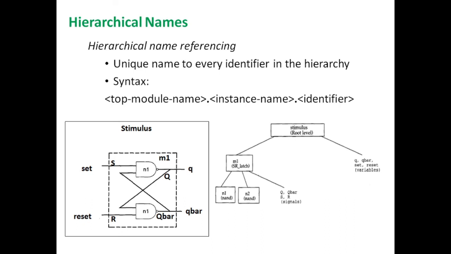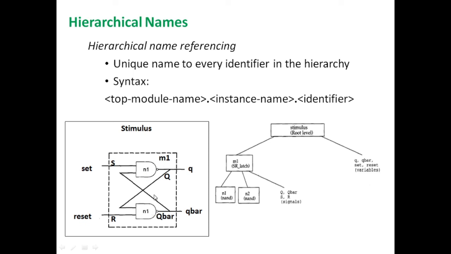Inside my root module, I am instantiating. So what will be the root module here? The top module is the stimulus block, so this may be treated as the root module. I am instantiating a copy of SR latch here. Let me keep the instance name as M1, which is again a module of SR latch. Now this M1 module is instantiating two NAND gates. One NAND gate is N1 and the second NAND gate is N2.